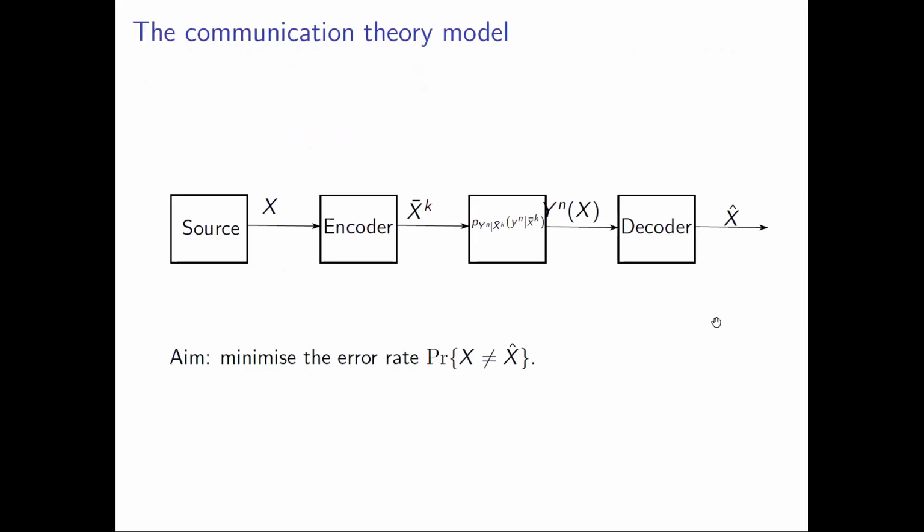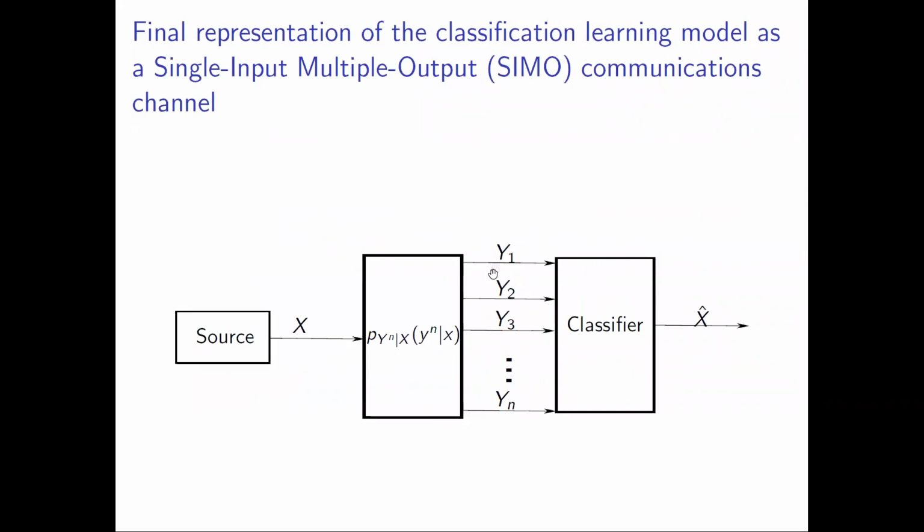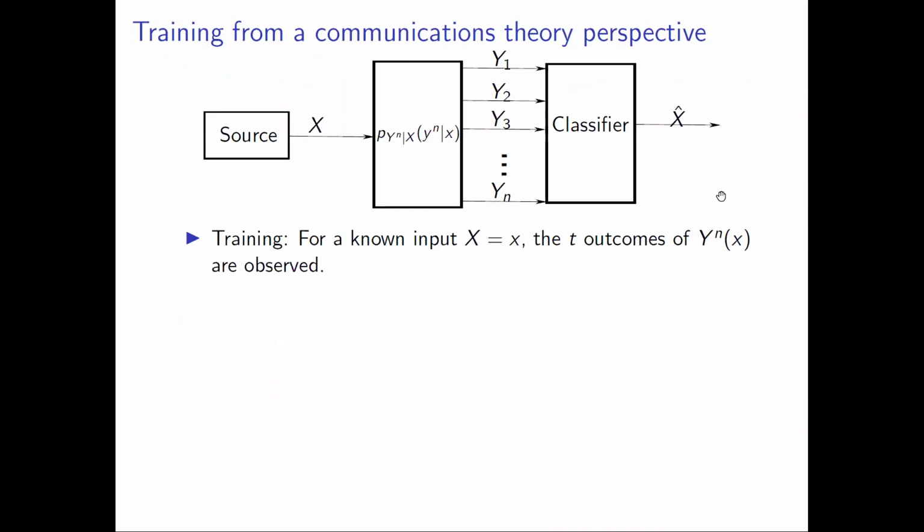Okay, so now another property is that the x that goes into the channel, or the feature generator, is a one-dimensional variable, and yn is a vector. So we can represent this model more intuitively like this. Now, this is the final model. There's a label x going into a channel. The channel produces n outputs. All these n outputs go into the classifier, and looking at those n outputs, the classifier wants to figure out what x is. And as you can see, in communications theory, this is the single input, multiple output channel.